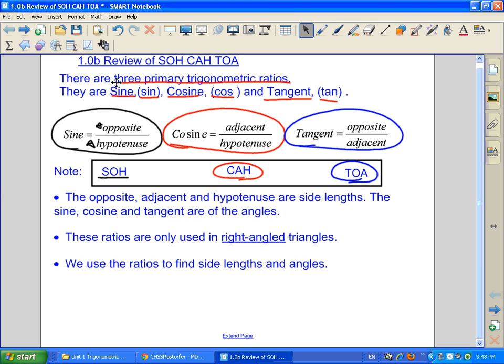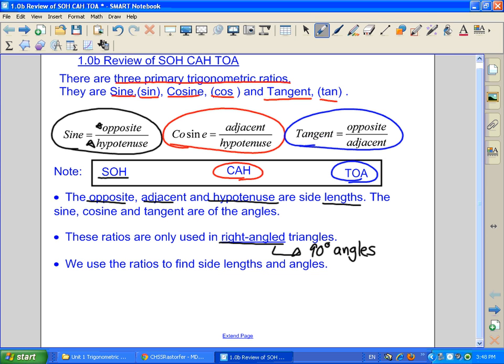All right, and remember, when we're dealing with SOHCAHTOA, we have what's called the opposite side, the adjacent side, and the hypotenuse side. And we measure them in terms of their length. Okay? And the cosine, sine, and tangent are the angles. These ratios are only used in what's called right-angled triangles. So those are called 90-degree angles.